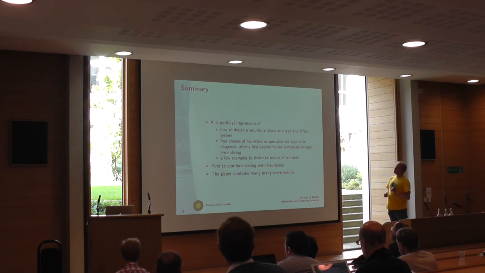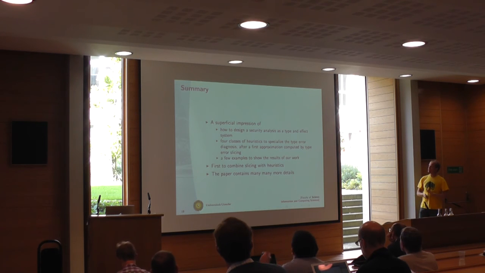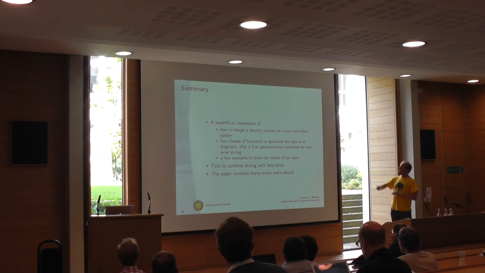So, almost done. This is a summary. I tried to give you a superficial impression of how to design a security analysis as a type and effect system. Just a few rules, of course, the rest is in the paper. I've described 4 classes of heuristics to specialize the type error diagnosis and given you a few examples. As far as we know, this is the first paper to combine slicing with the heuristic approach.